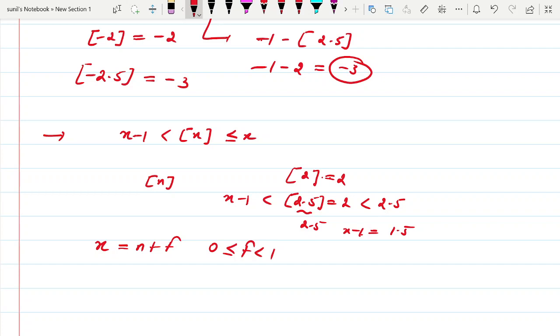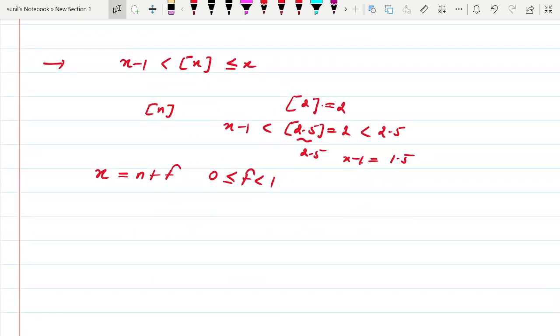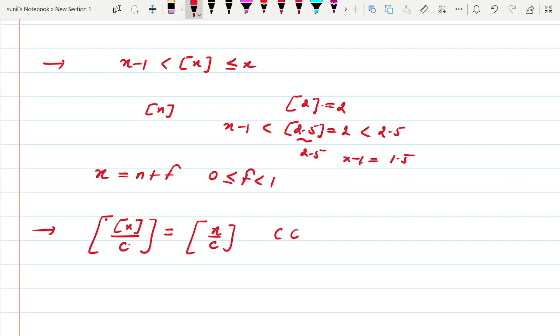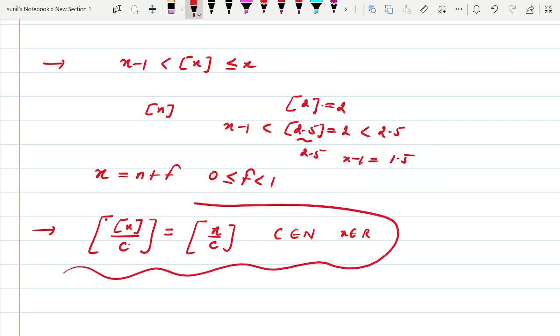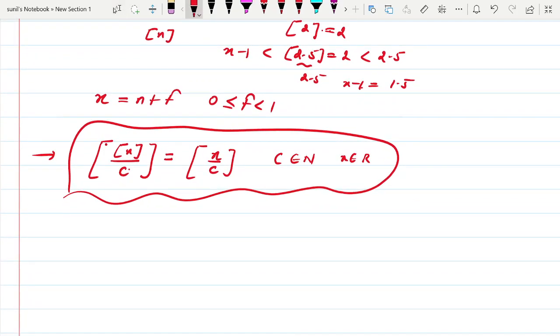Now there is another property, and that is a very important property. Bracket of bracket x upon c is nothing but bracket x upon c, where c is any natural number and x is any real number. This is a very important property, guys. I'm solving one problem based on it. Somebody asks you to solve bracket of bracket x upon 4 equals 16.